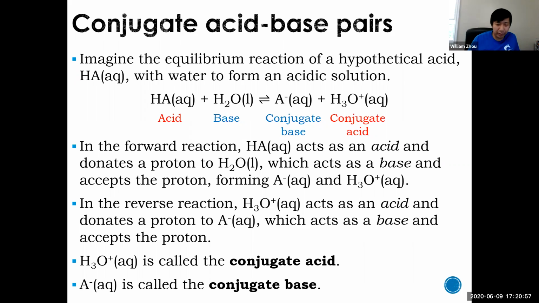So you're cool with the definition of conjugate acid and base. It's just an acid reacts and becomes conjugate base. Base reacts to become conjugate acid.